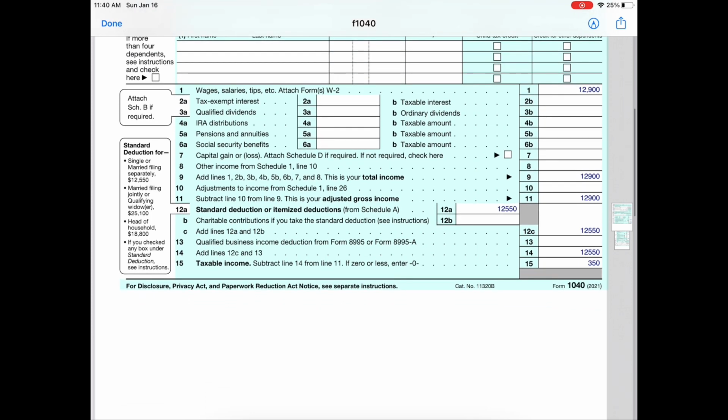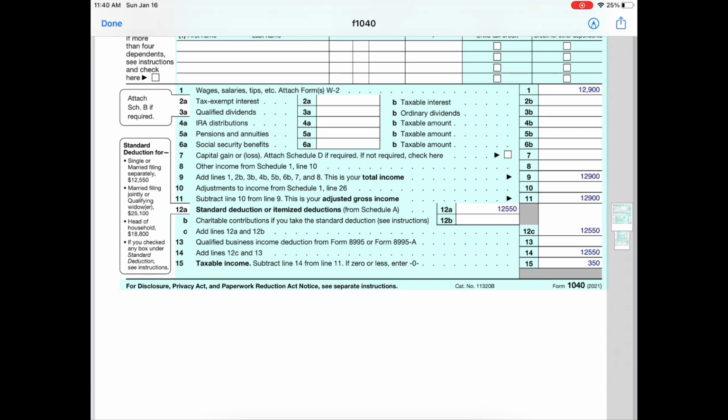Now, let's keep going and let's look at line 1, where it asks for our wages, salaries, and tips. Now, I just put basic numbers here just as a brief example, and I started off with $12,900. Now, keep this in mind. I'm pretty much using this example assuming I'm not getting dividends or distributions, Social Security. I'm a 28-year-old guy. Let's just say I'm just working a regular 9 to 5.